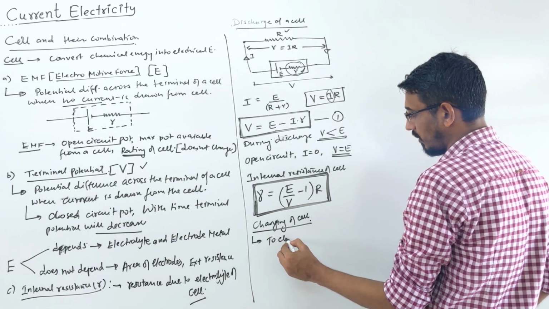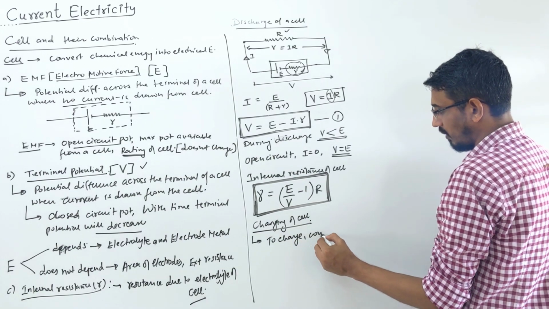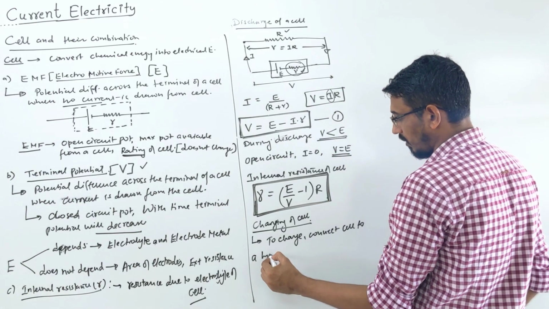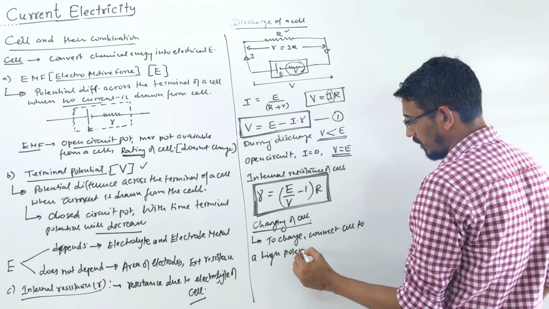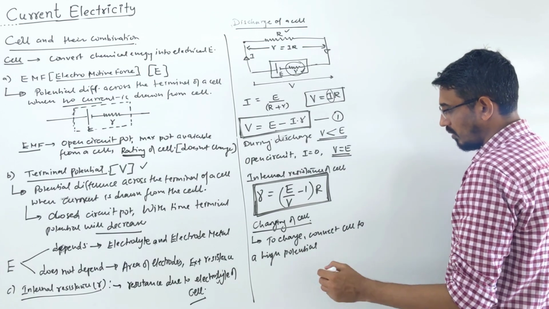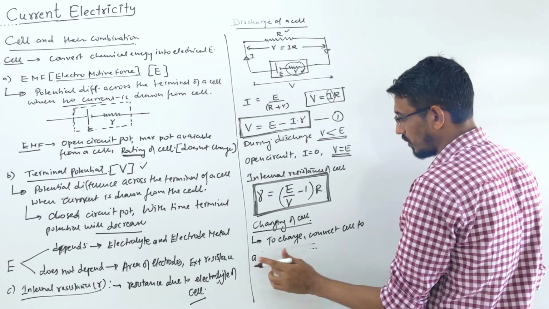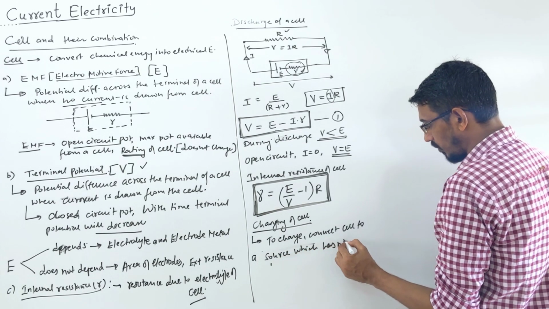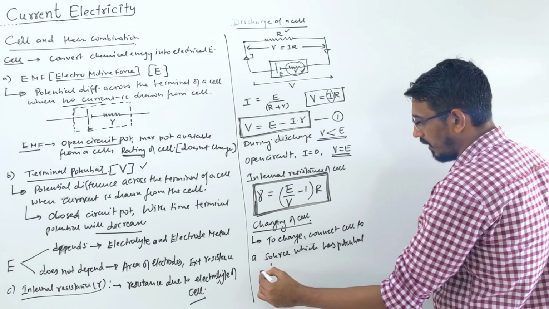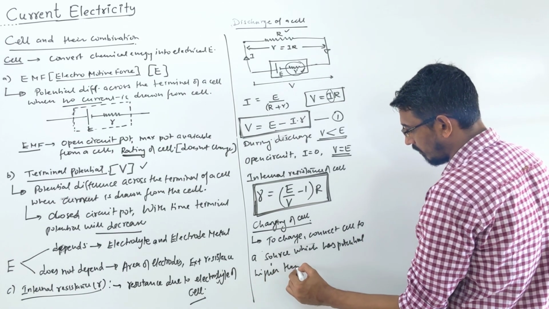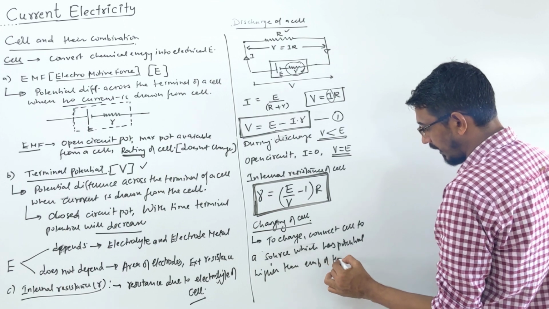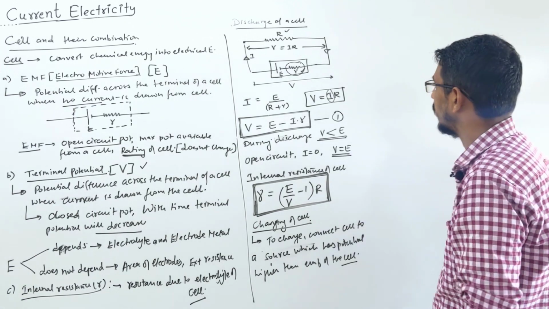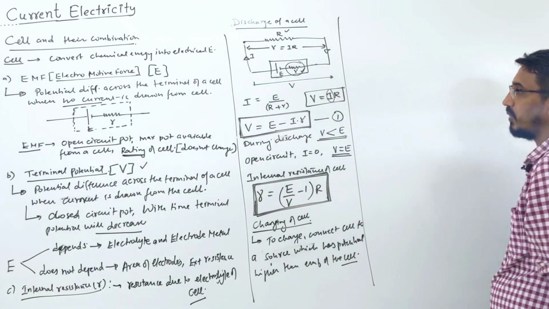To charge, what do you do? Connect the cell to a high potential source, which has a potential or EMF higher than the EMF of the cell. You are connecting it to a source which has a potential even higher than the EMF of your cell. Then it will get charged. So how do you draw a circuit?